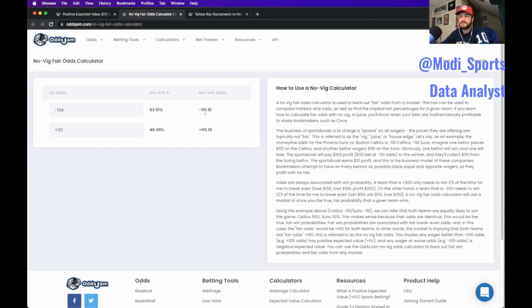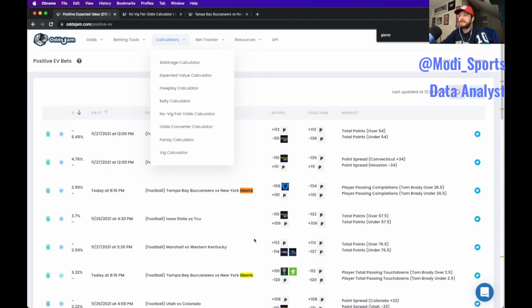So whenever you place a bet, I always make sure to find the Odds Jam perfect line, and then I make sure to find what the no vig odds are, and then you compare that. So like I said, the no vig odds are minus 115. We are getting them at minus 106. So even better odds than when you take out the vig, which is always something that you want to do when you're making these bets.